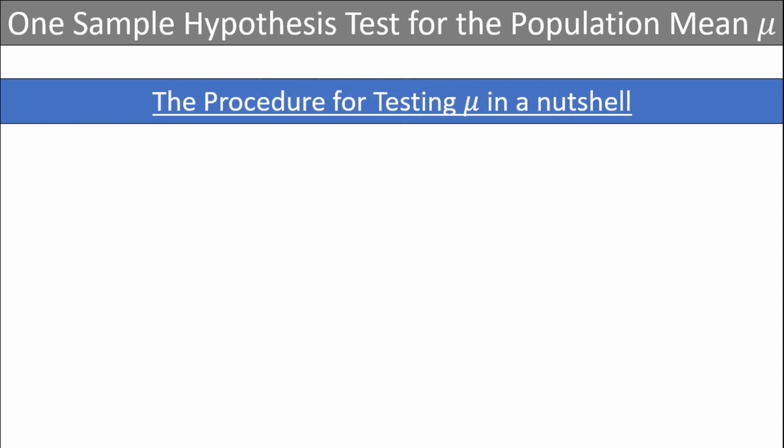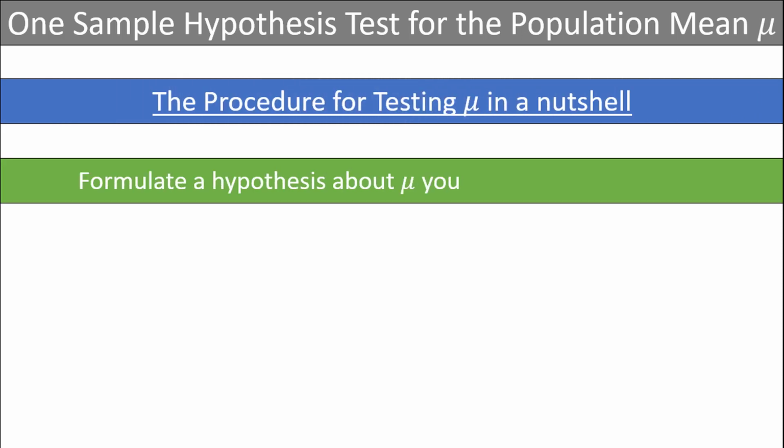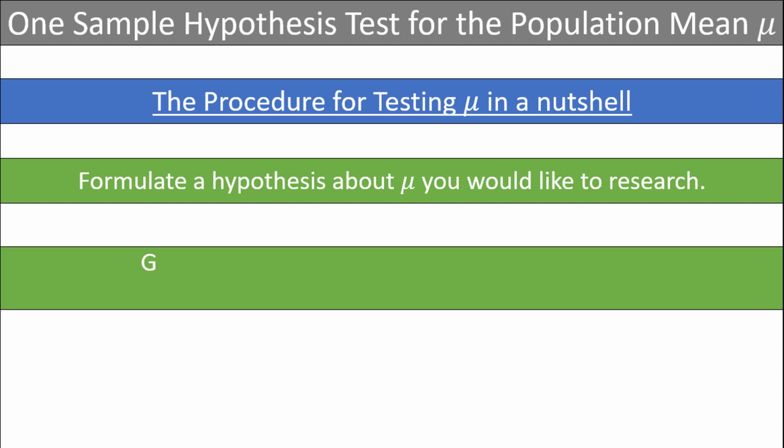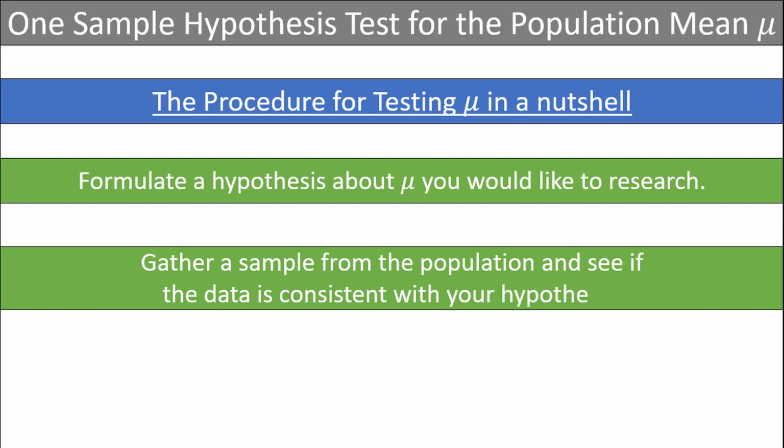The procedure for testing the population mean in a nutshell is to first formulate a hypothesis about the population mean mu that you would like to research. This will typically be that you believe the true value of the mean to be either greater than, less than, or not equal to some stated value. Next, gather a sample from the population and see if the data is consistent with your hypothesis.